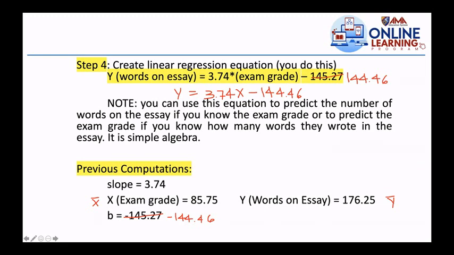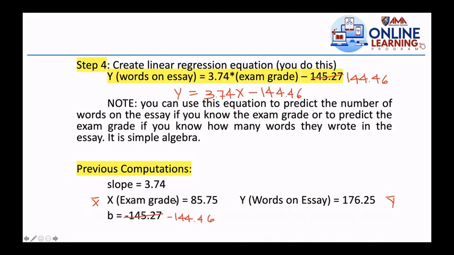So this now is your equation. This is what we're finding. So we can change this to 145.27. So we have now the equation of the regression line. So we can use this now to predict.